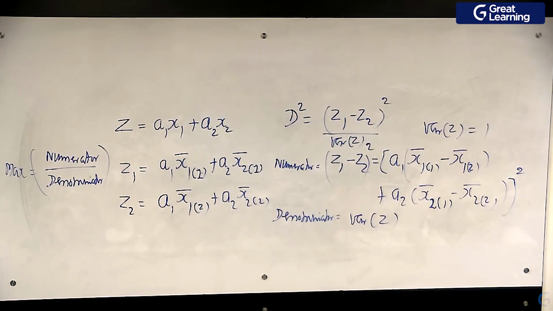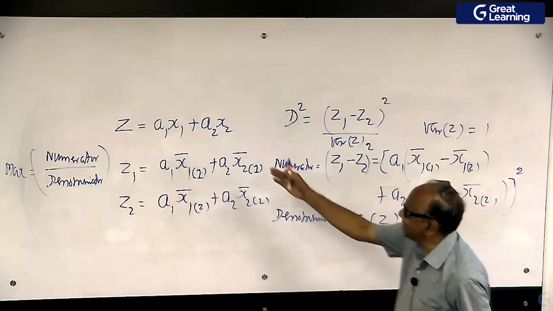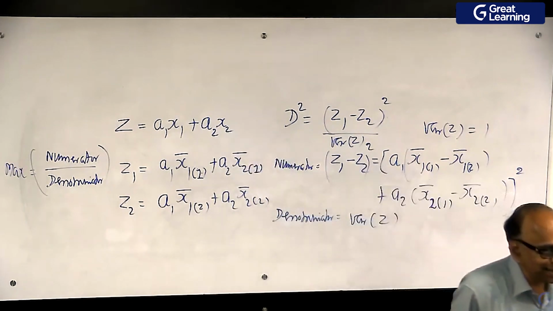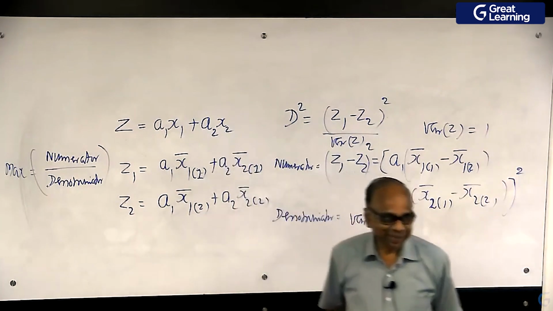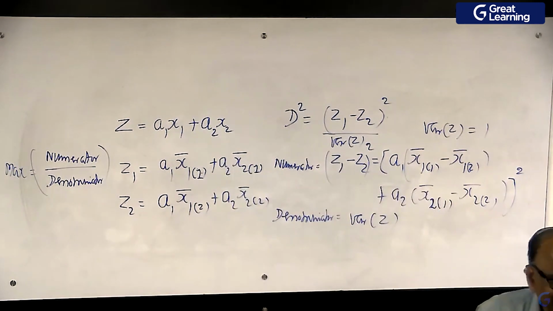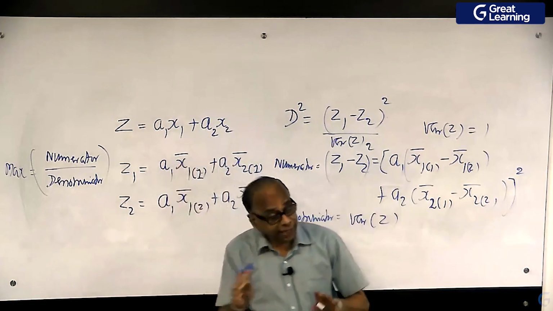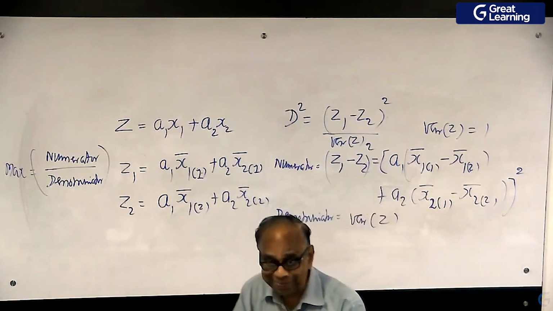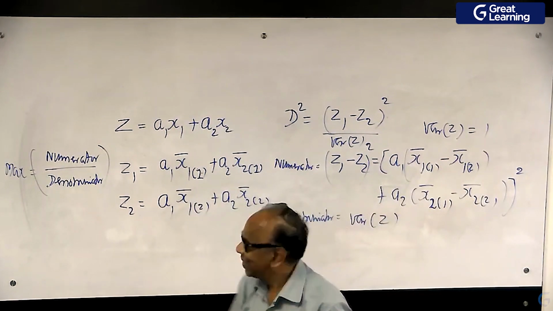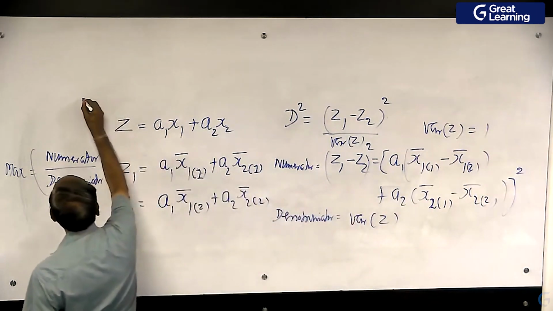Now, only one request I will make. What is the denominator, the variance of Z? I have not answered. What is the variance of this expression? Go back to statistics. These 2 are random variables, x1 and x2, and we need not assume they are independent. They may not be independent. There may be a covariance term.